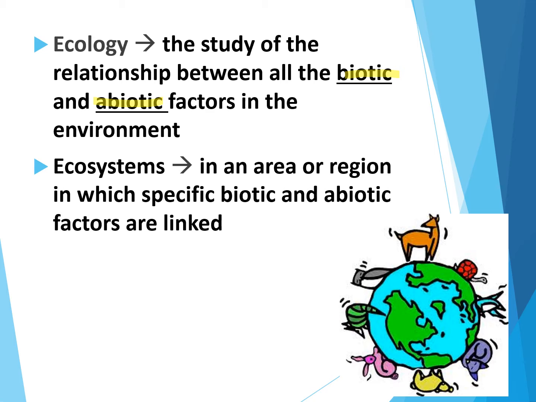Ecosystems specifically, an area or region in which specific biotic and abiotic factors are linked. So we're going to go into biotic and abiotic in more detail in the next slide. But in general, what is an ecosystem? It's an area where a whole bunch of different living and non-living factors are linked or connected. So we have ecology, ecosystems.